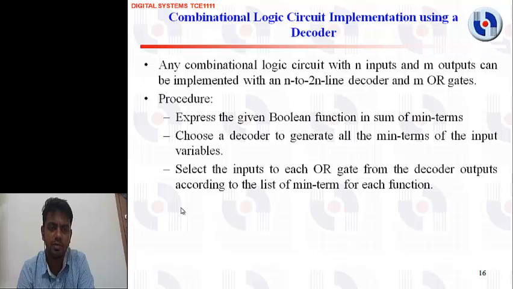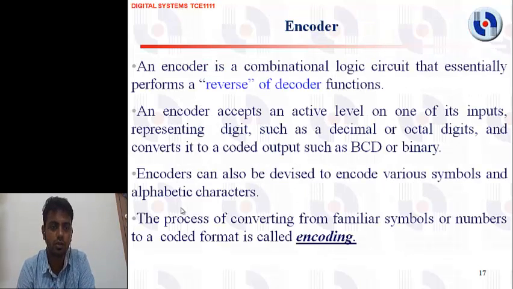And the third step is the selection of inputs to each OR gate from the decoder outputs according to the list of the minterms of each function. Means the connection should be done in such a way that we can get a particular output when the respective input is given to the decoder.